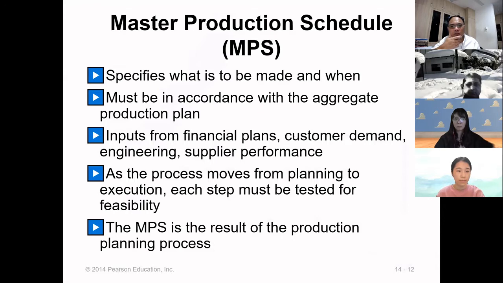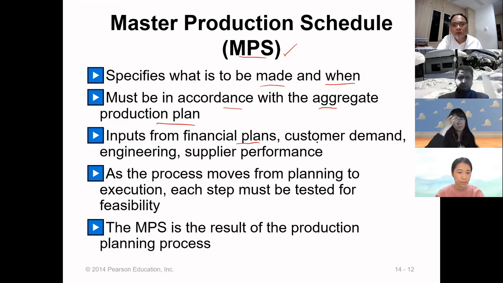The master production schedule will specify what is to be made and when it is to be made. So the first information is the MPS. In the MPS, it will specify what to make and when to make. And it must be in accordance with the aggregate production plan that we have seen last week. It must be based on the aggregate plan. And other things, you need input from the financial plan, because sometimes in MRP you can put in cost elements, so you can have costing into the final product.